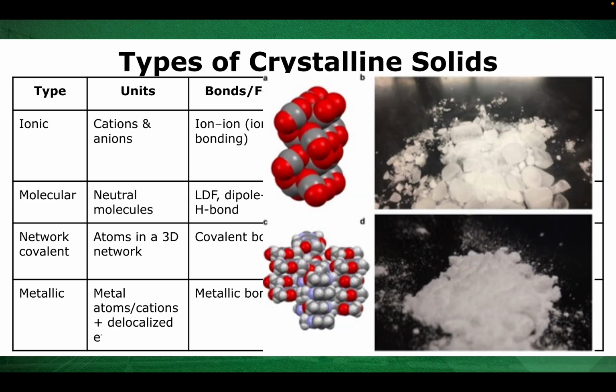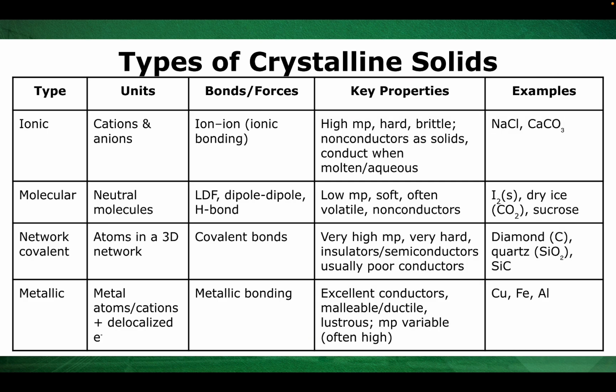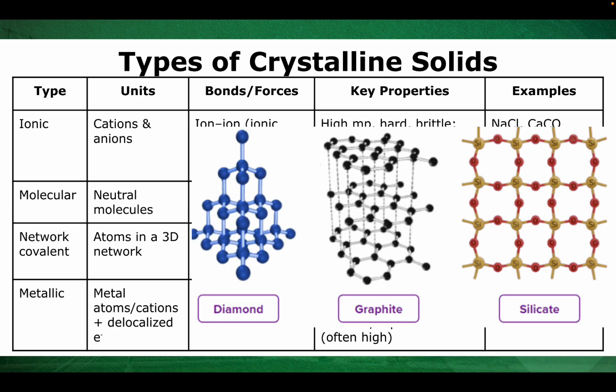Another type is the molecular solid. Here, the unit would be neutral molecules. Therefore, London dispersion forces, dipole-dipole, and hydrogen bonding are present. So the dominant one would be London dispersion force. Since this is a weak intermolecular force, the key property would be low melting point, they're soft, they're often volatile, and they are non-conductors.